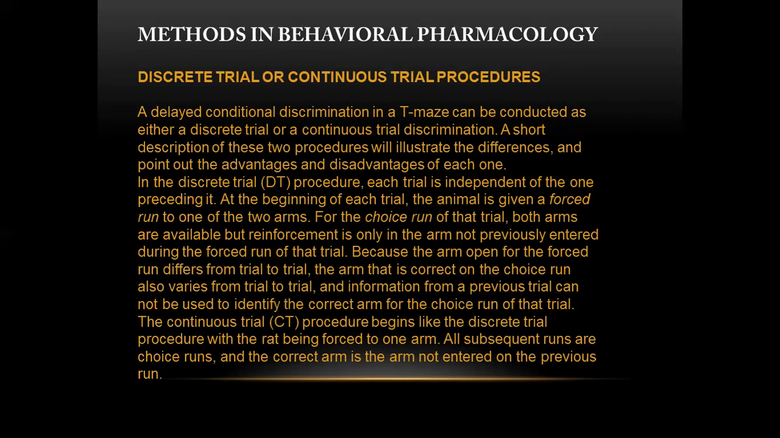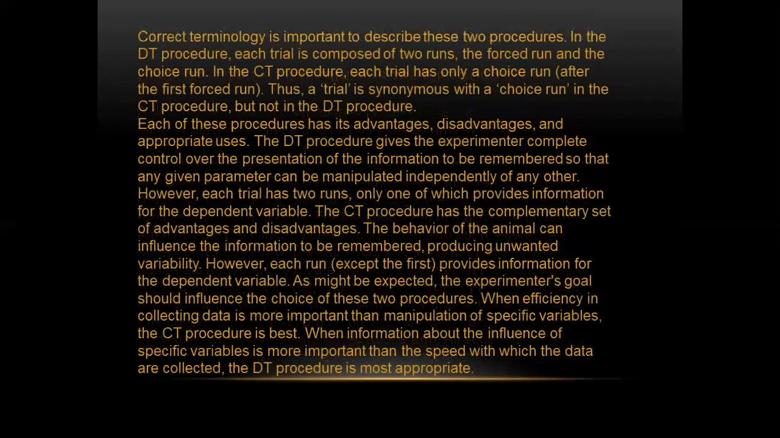Now, what is continuous trial? The procedure begins like the discrete trial procedure, with the rat being forced to one arm. It then continuously goes on. The correct arm is the arm not entered on the previous run. Each of these procedures has advantages, disadvantages, and appropriate uses.